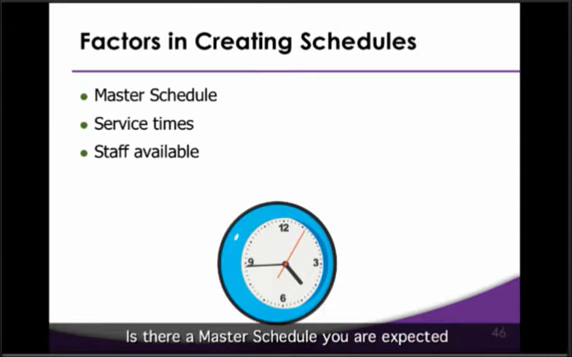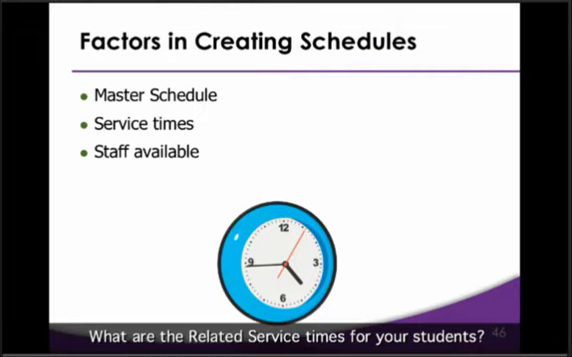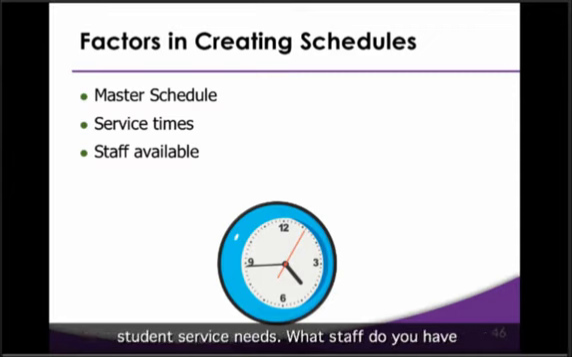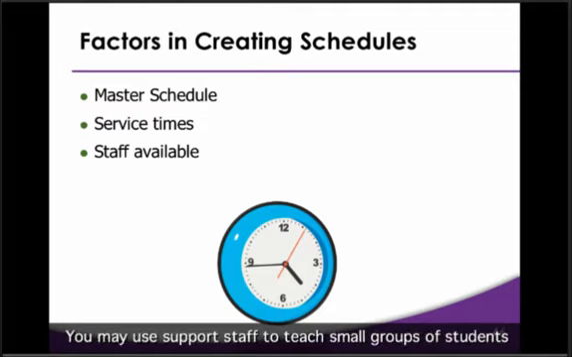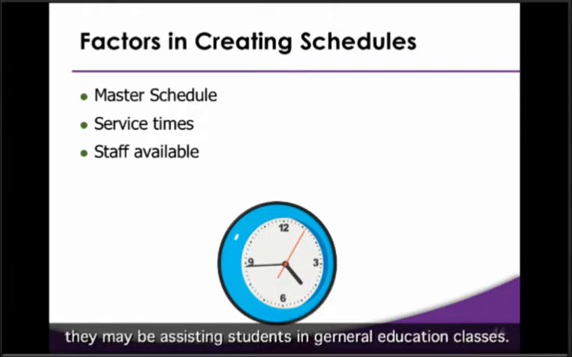Is there a master schedule you are expected to work around? In elementary school, specials like music or PE may change, affecting scheduled time for your instructional groups. What are the related service times for your students? Be prepared to adjust your schedule to continue to meet student service needs. What staff do you have available at various times during the day? You may use support staff to teach small groups of students under your direction in your classroom, or they may be assisting students in general education classes.